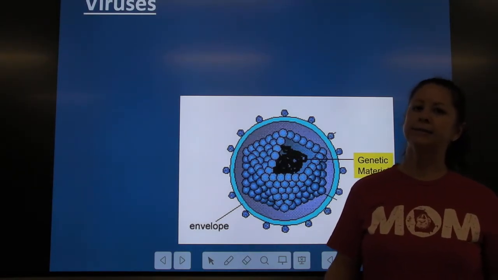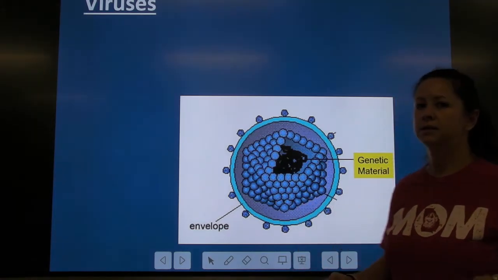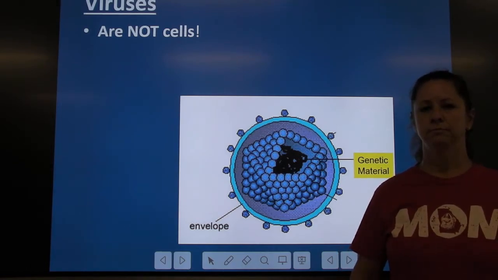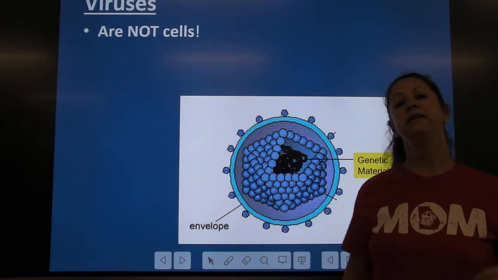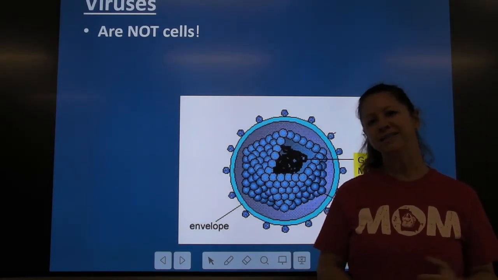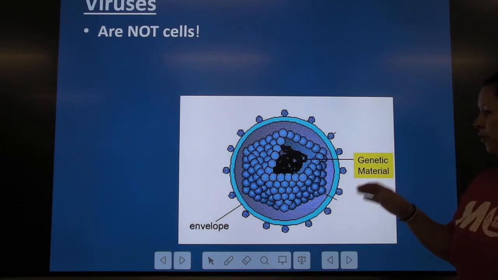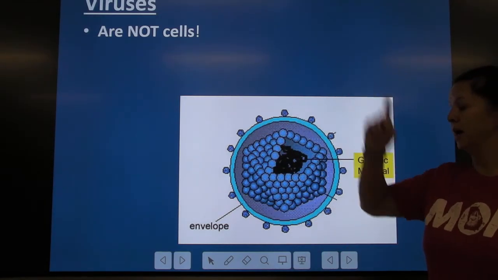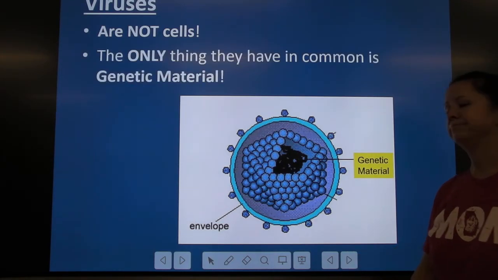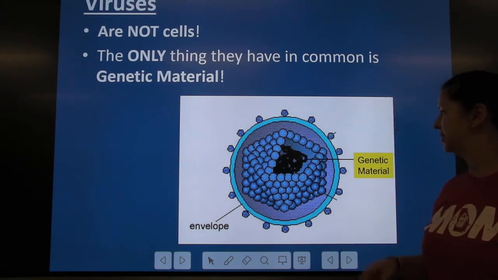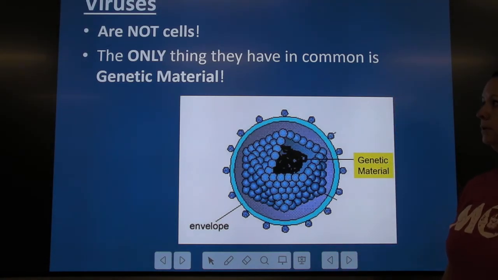All right, and then one thing I want to mention while we're talking about cells, because everybody hears about viruses, a virus is not a cell at all. They are not living things because they don't meet all the criteria for life. So you might look at this and think, well, it looks like a cell, but it's not. It is not a cell. The only thing that they have in common with cells at all is that they do have some genetic material. Right? That's it. They're not living.